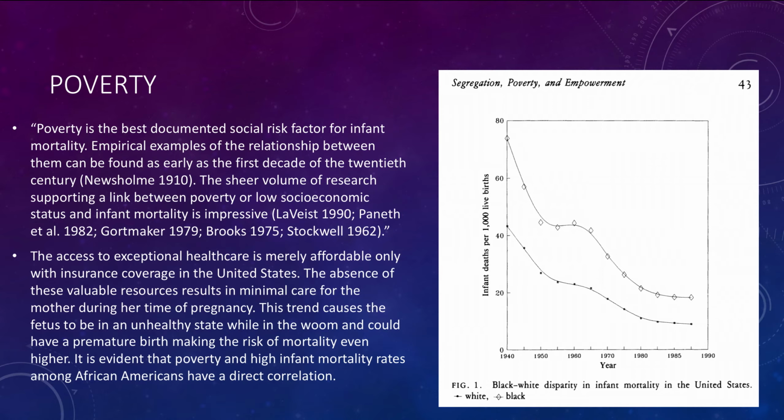It is evident that poverty and high infant mortality rates among African Americans have a direct correlation. The graph to the right shows the infant mortality rate of blacks, with whites having a lower one.